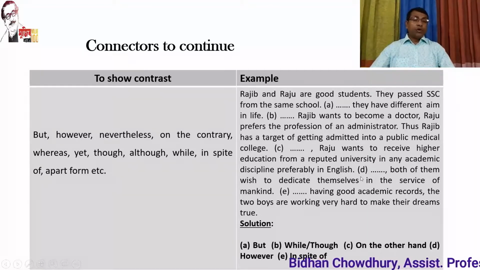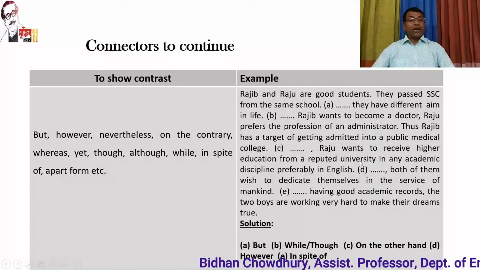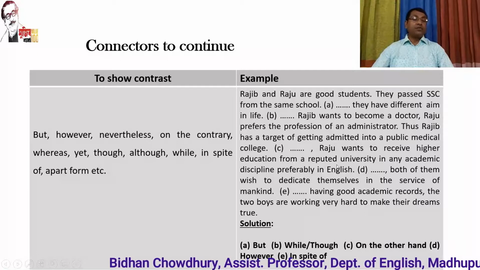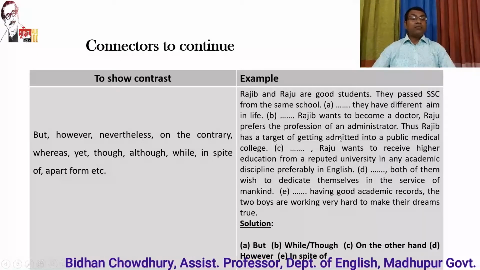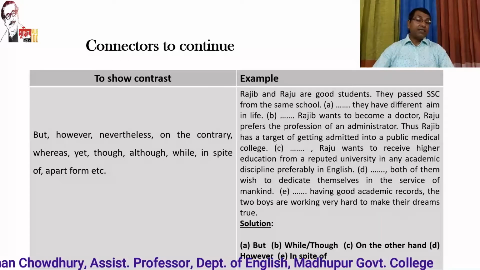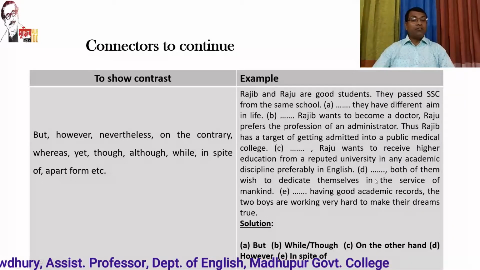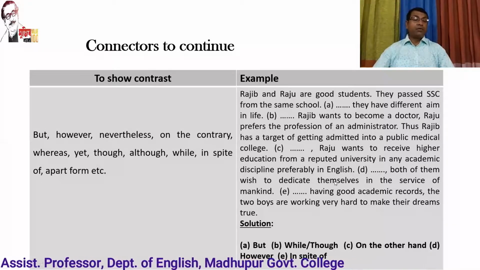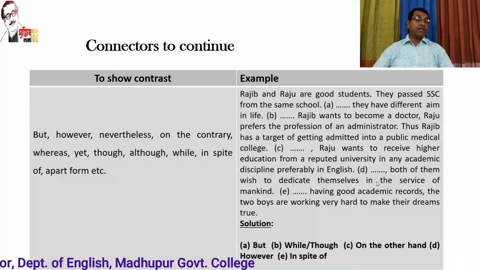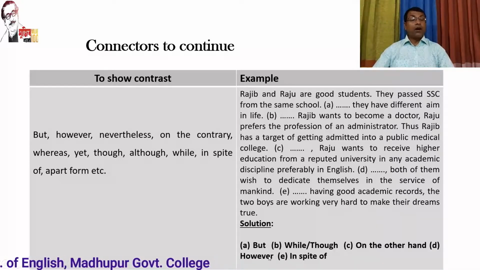Then in D, both of them wish to dedicate themselves in the service of mankind. So we see a kind of transition here. In the previous sentences, we saw some differences between their thoughts and ideas. But here in this sentence, very suddenly, we find a kind of similarity between their desires. And that is why a transition is indicated here in this sentence. And I have used however in this gap. However, both of them wish to dedicate themselves in the service of mankind.